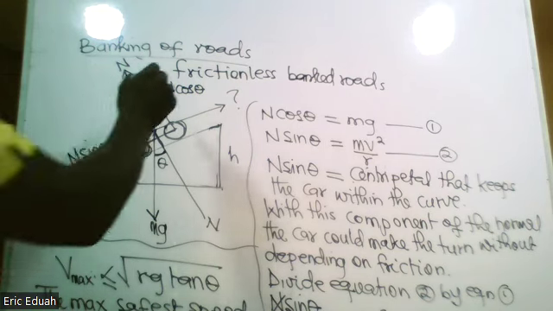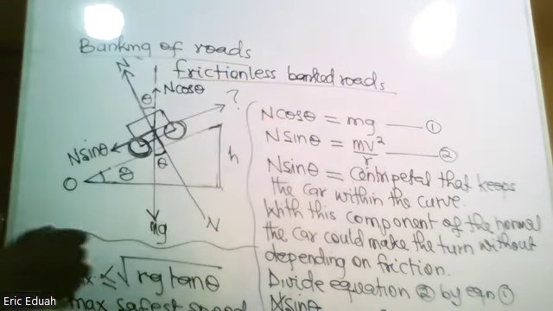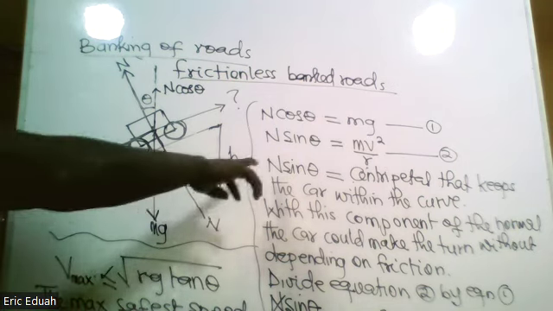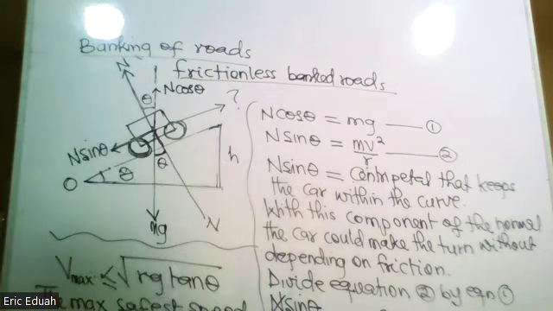So when it is frictionless, then the centripetal force is solely provided by the N sine theta component of the normal reaction. Let's look at when there is friction on the road.